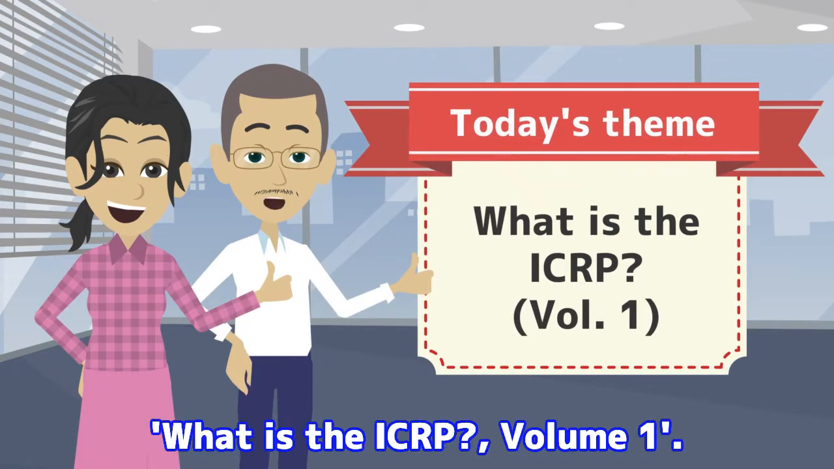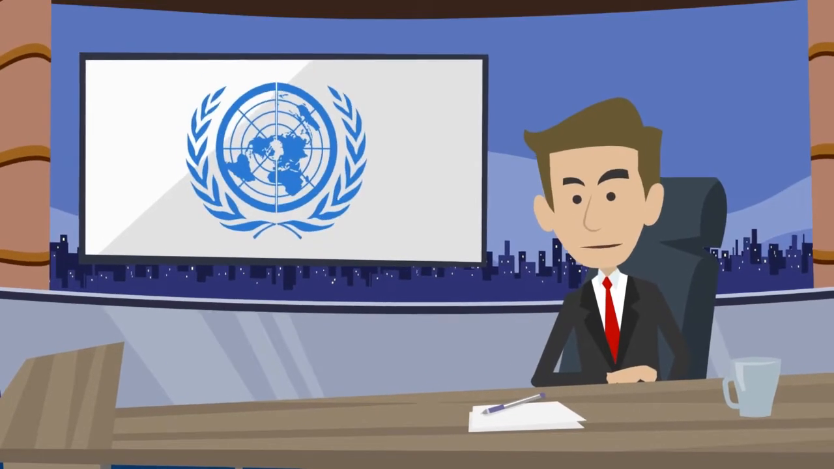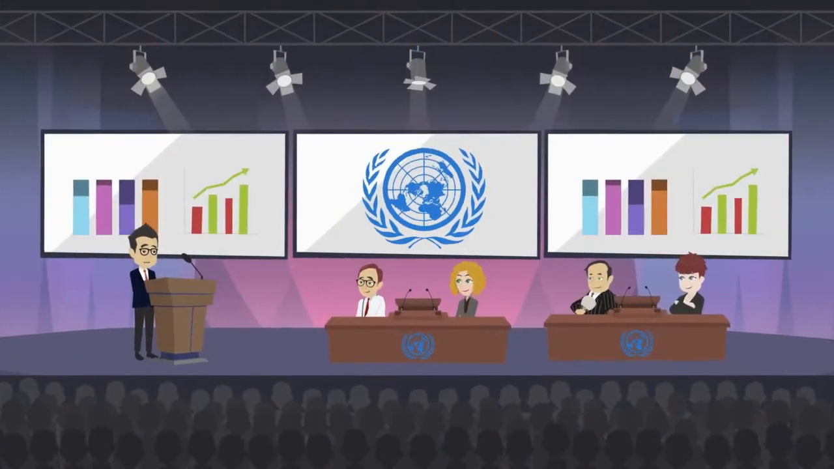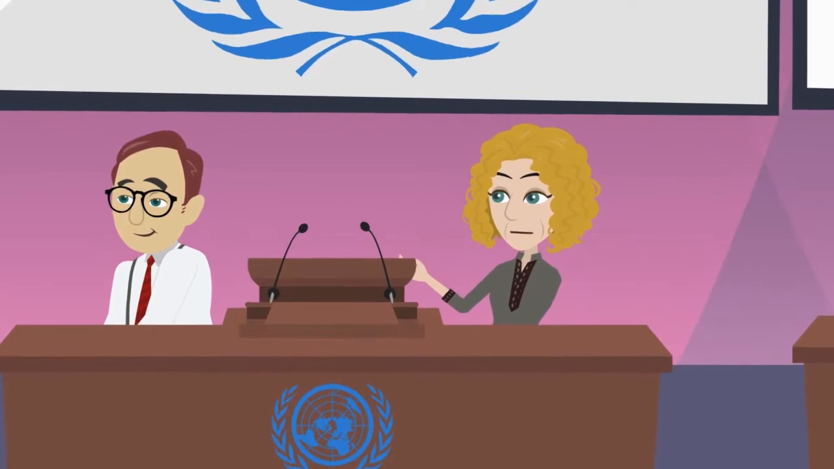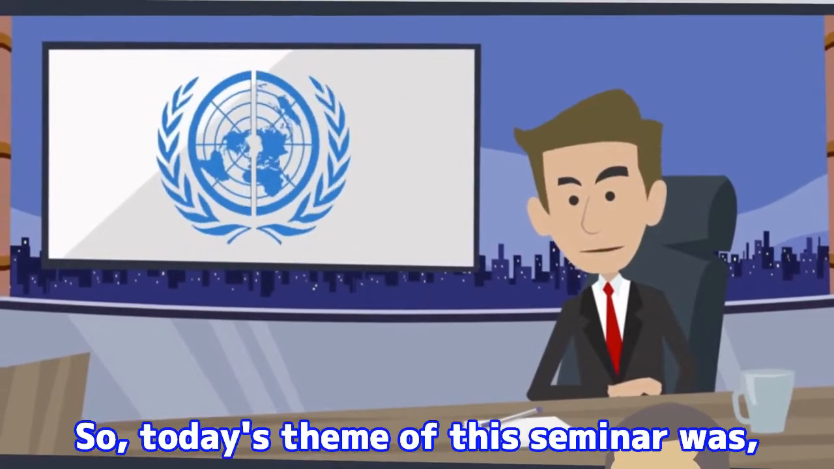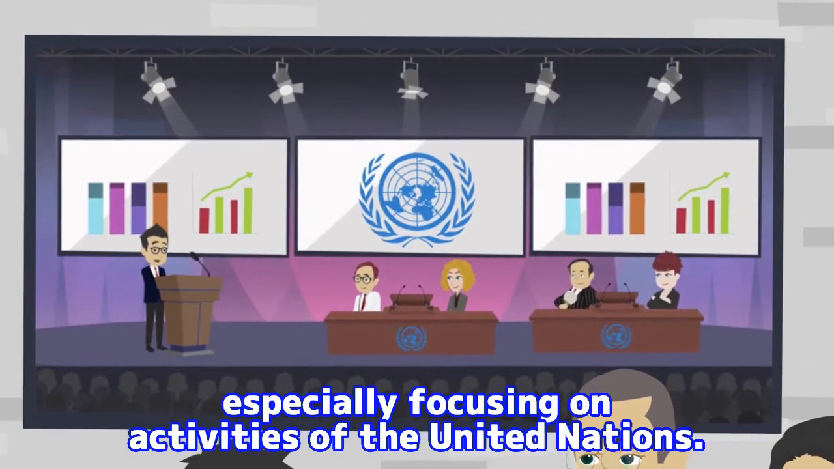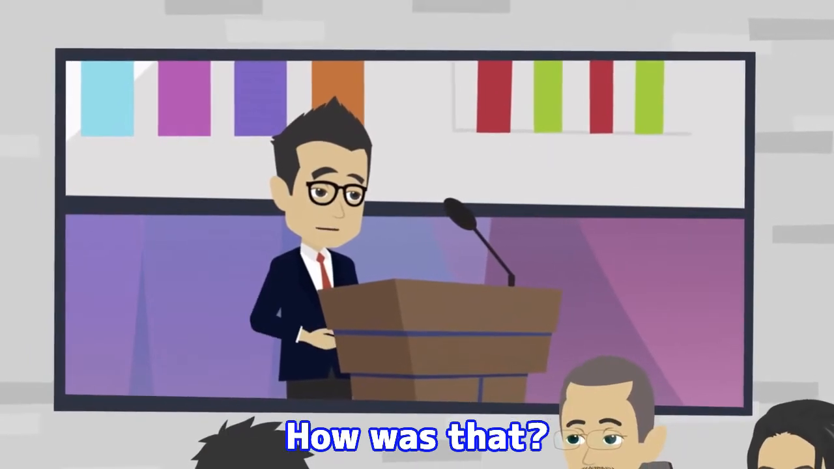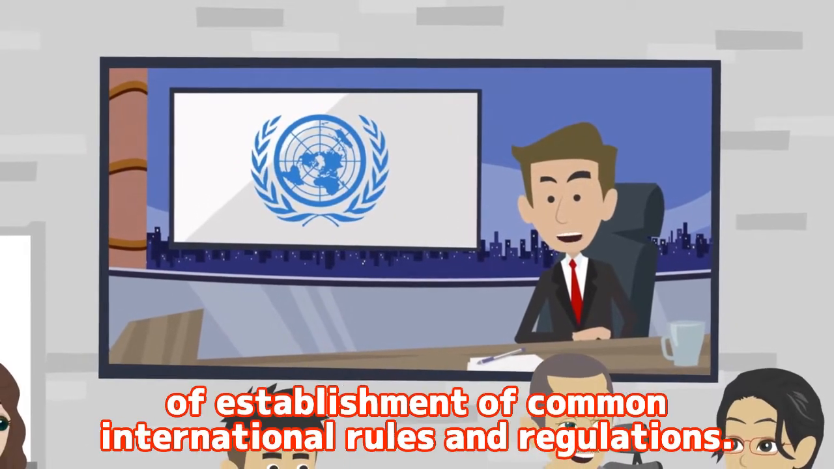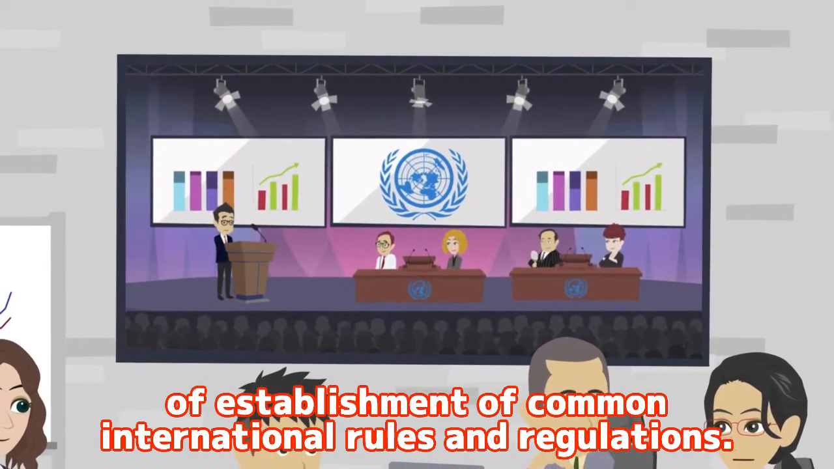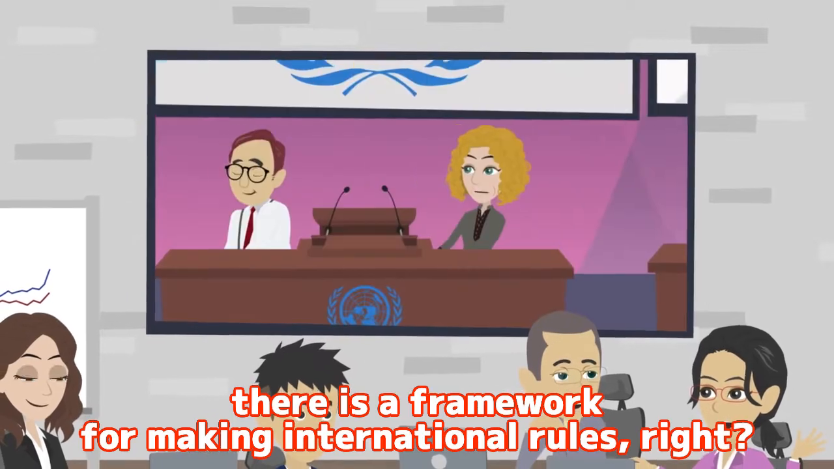Today's theme is, What is the ICRP? Volume 1. So, today's theme of this seminar was international cooperation, especially focusing on activities of the United Nations. How was that? What do you think about it? Well, I reaffirmed the importance of establishment of common international rules and regulations. In the field of radiation protection, there is a framework for making international rules, right?